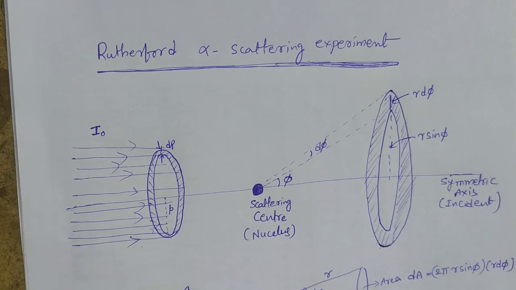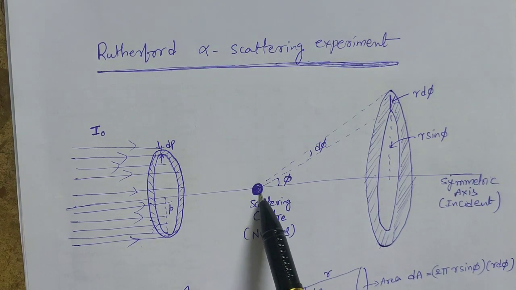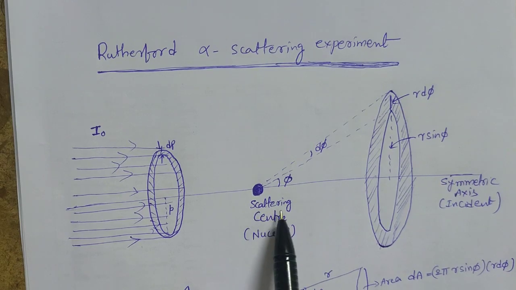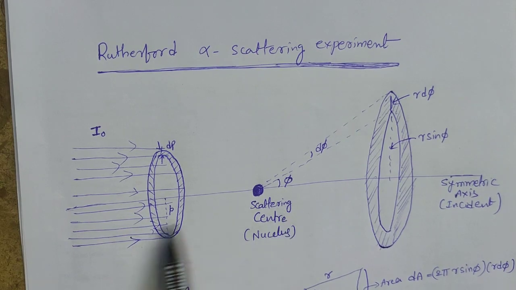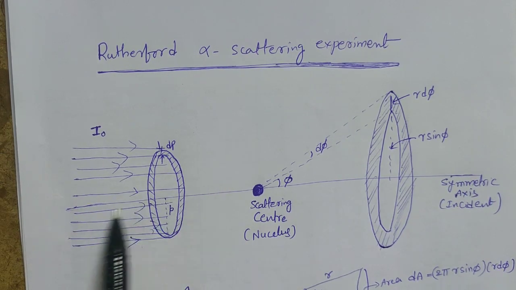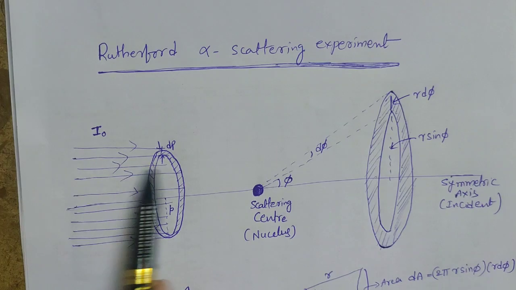So I'm starting from here. This is the scattering center. Scattering center means generally the nucleus, which is at rest. The alpha particles are approaching here like this. These are the alpha particles.